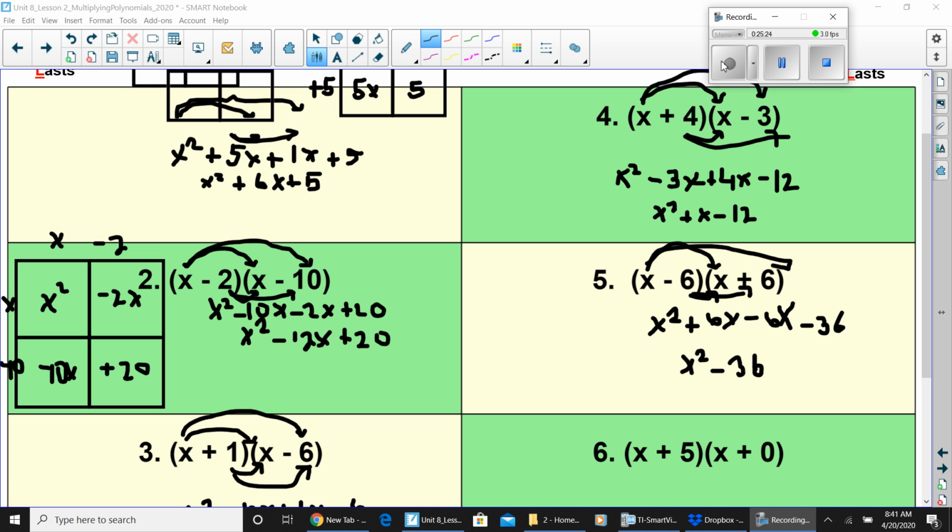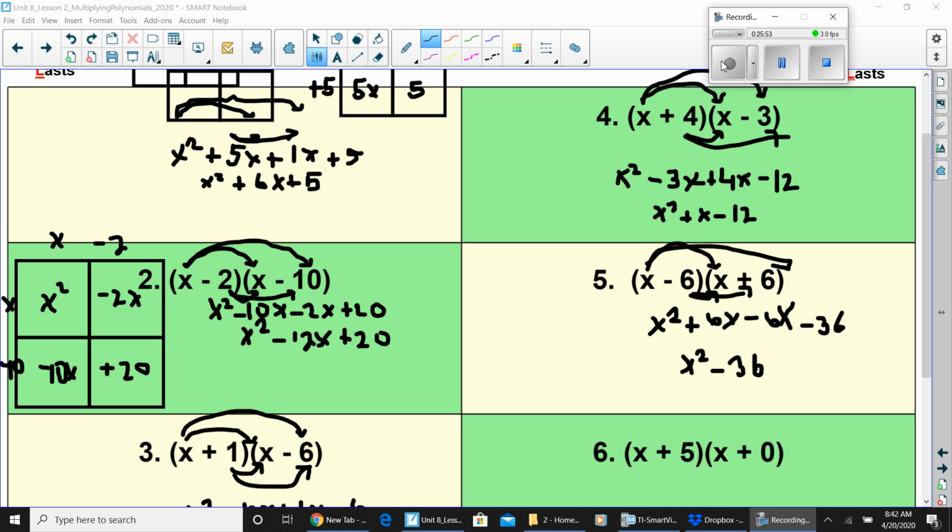Number 5's final answer. Remember, x times x is x squared. X times 6 is 6x. Negative 6 times x is negative 6x. And negative 6 times positive 6 is negative 36. So the x's in the middle, they cancel out. Positive 6x minus 6x equals 0x. You do not put a 0x. 0 times any number is 0. So it comes out to be x squared minus 36.